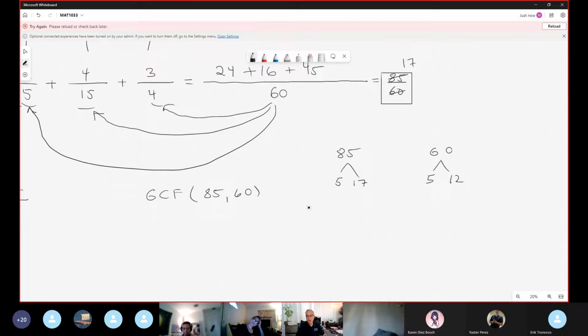Yeah. We continue here, the prime factorization 2, 6, 2, 3. But this is completely irrelevant. So the common factor that 85 and 60 share is 5. And exactly as he said, you divide by 5 top and bottom, and the answer is 17 over 12.